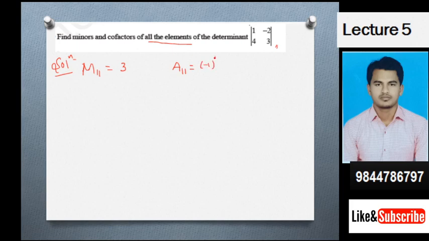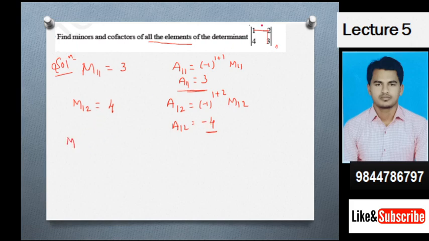That is minus 1 to the power of 1 plus 1 times M11. Minus 1 squared is plus. M11 equals 3, so the cofactor of A11 is 3. Here also the cofactor is 3. What about M12? Eliminating first row and second column. The answer is 4. What about the cofactor of A12? That is minus 1 to the power of 1 plus 2 times M12. It is 3, which means minus. The answer is minus 4. Minor of A12 is 4. Cofactor of A12 is minus 4.